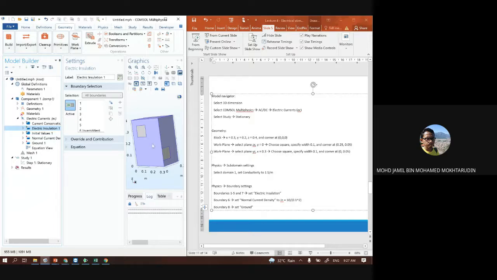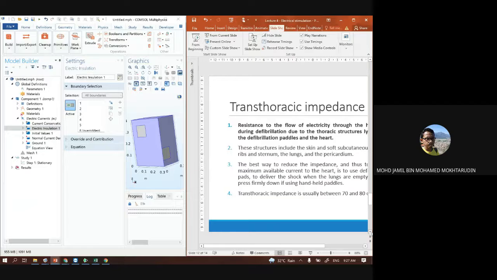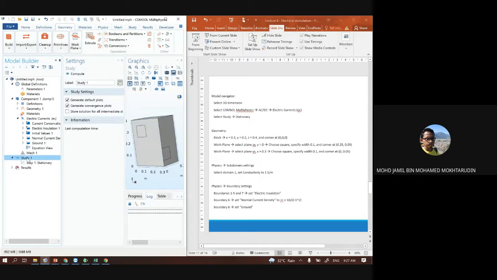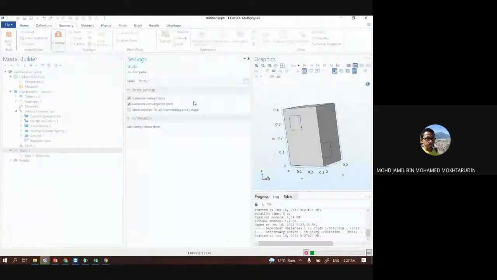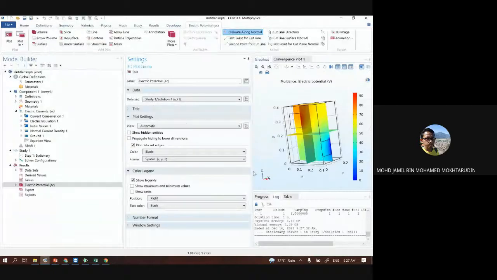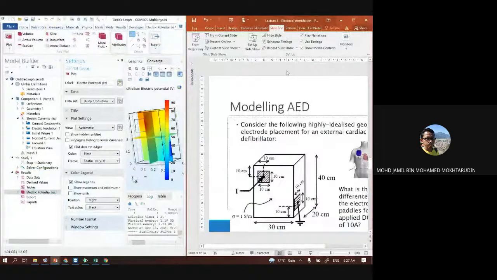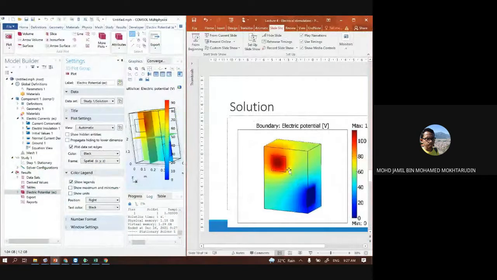Now we have set everything for the physics and boundary conditions. Then we can try to run the simulation. Okay, so the mesh will be automatic. It will automatically mesh. So we can just try compute. Okay, it's quite fast. And then we can plot these results here.